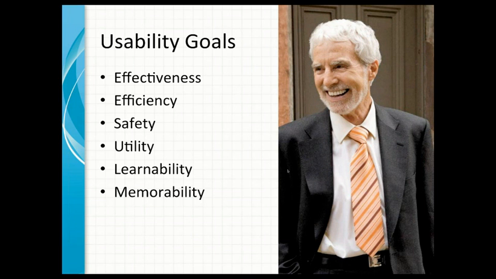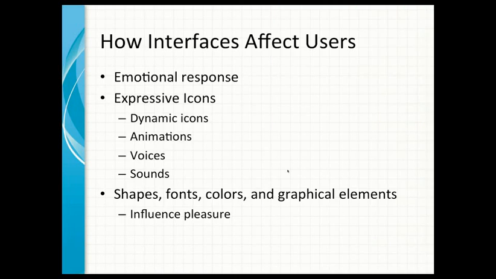So your usability goals should be effectiveness, efficiency, safety, utility, learnability, and memorability. So how do interfaces affect users? You want to get an emotional response from your users. Expressive icons. You want to make sure that you have dynamic icons, animations, voices, sounds, whatever draws the user in. Shapes, fonts, colors, and graphical elements influence the fun factor within your users, which keeps them coming and using the product more and more and more.